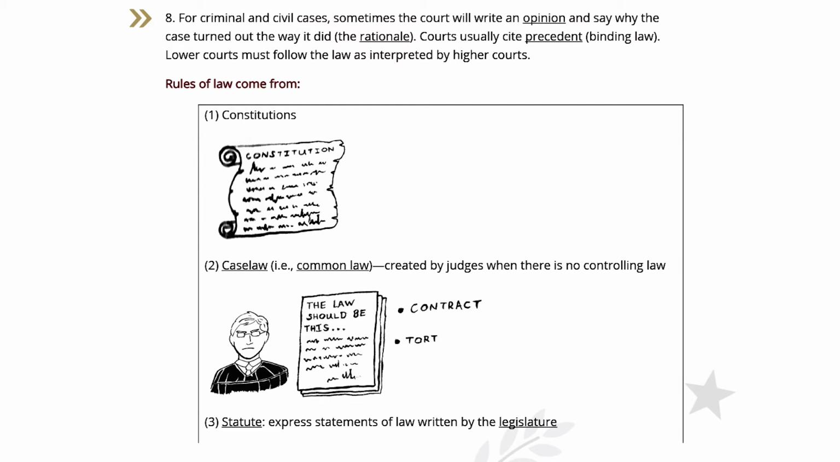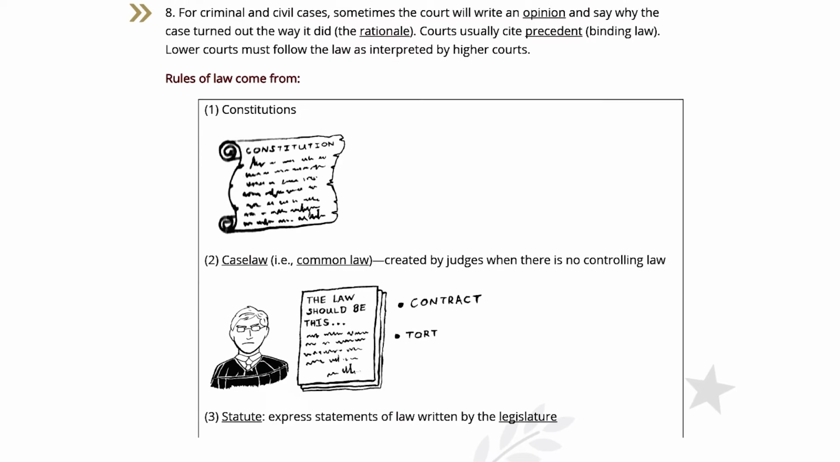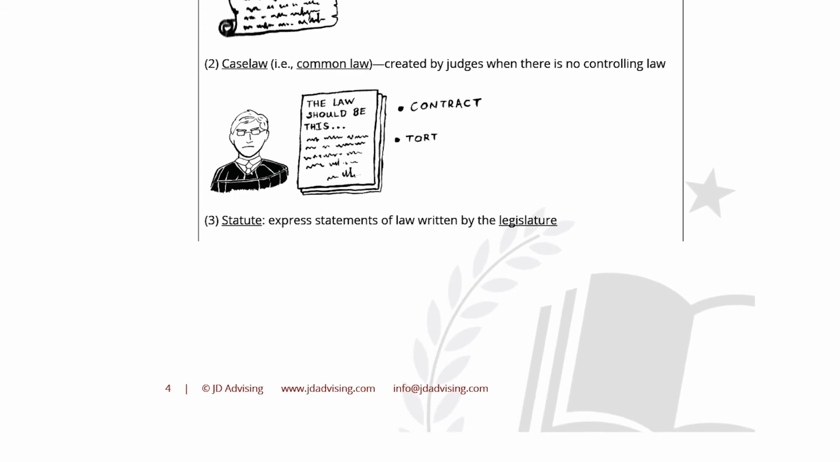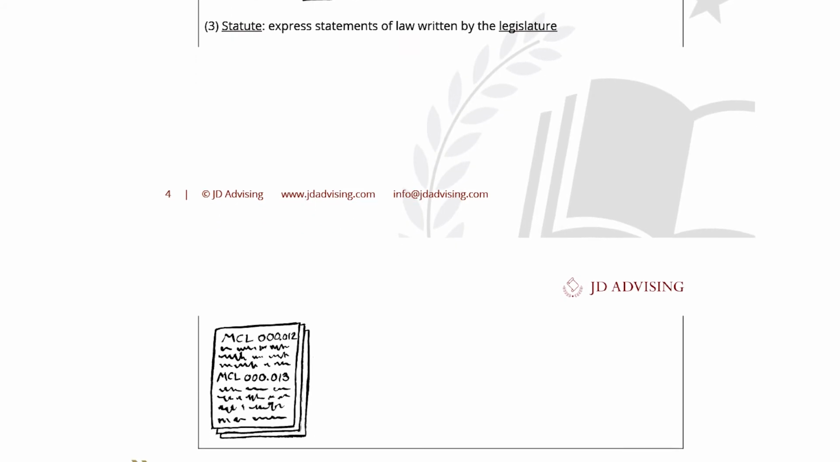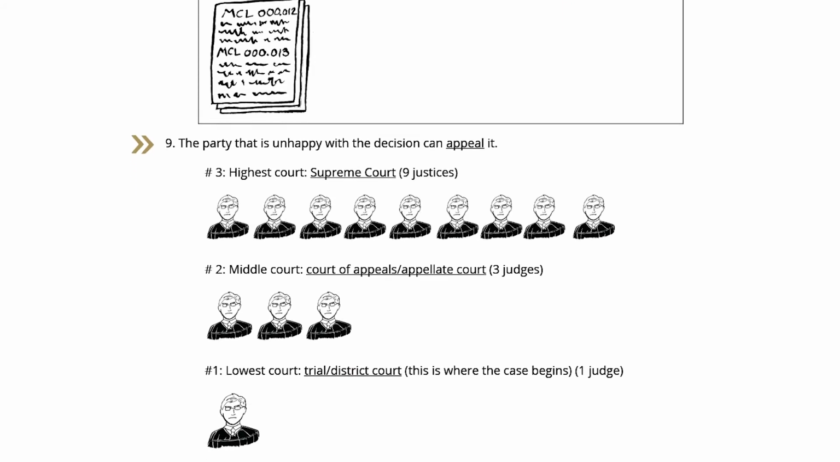You'll be reading contract cases, tort cases, where basically the judge just makes up the rule of law based on what makes sense to them, and then it becomes controlling law. And lastly, rules of law come from statutes. These are express statements of law written by the legislature.